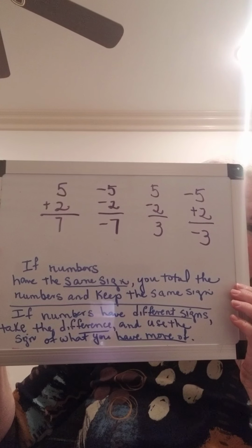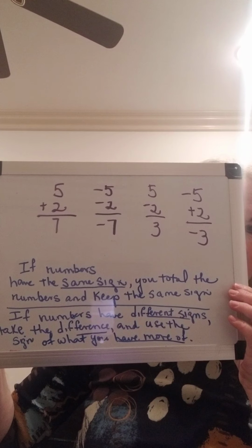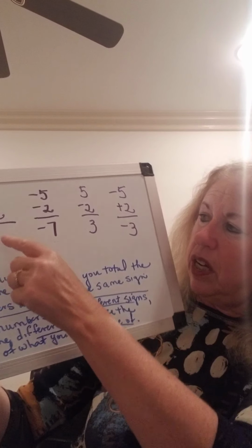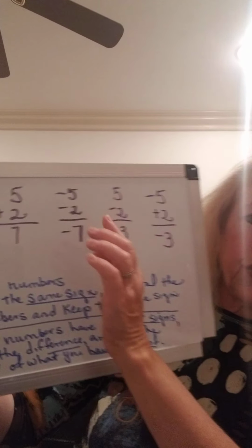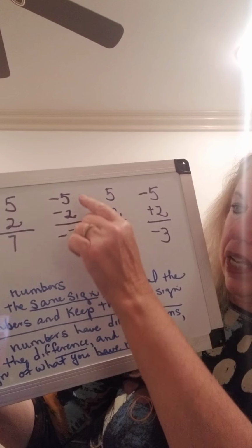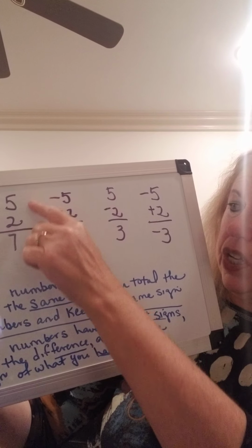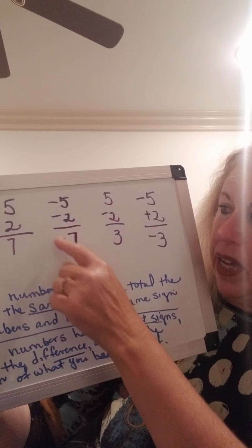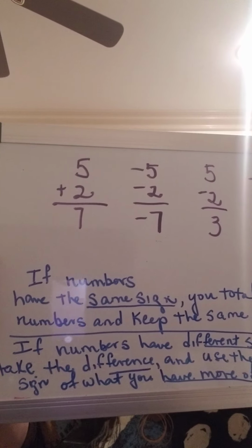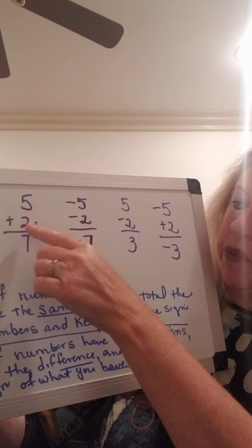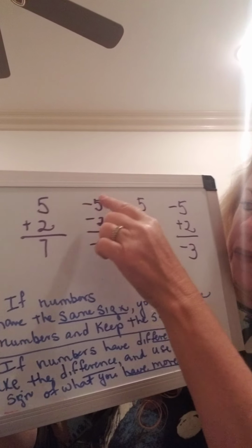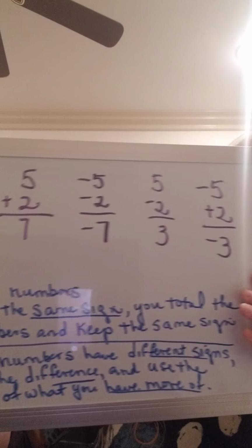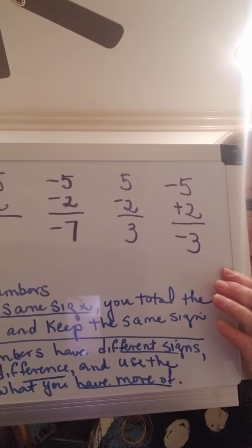But basically the rule says this. If you have two numbers that have the same sign, for instance, a plus 5 and a plus 2, if you don't see a plus before it, it means plus, and a minus 5 and a minus 2, you take the same sign, you bring it down to the bottom, and you total those numbers. So a plus 5 and a plus 2 is a plus 7, and a minus 5 and a minus 2 is a minus 7. Many of you remember this, no problem, but in case some of you don't, I'm trying to remind you again.